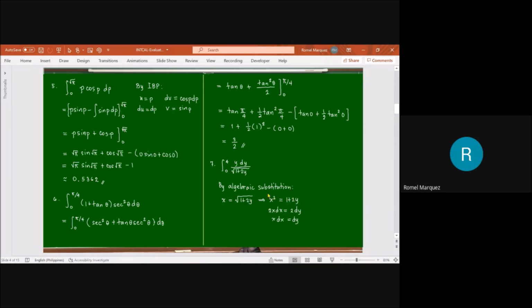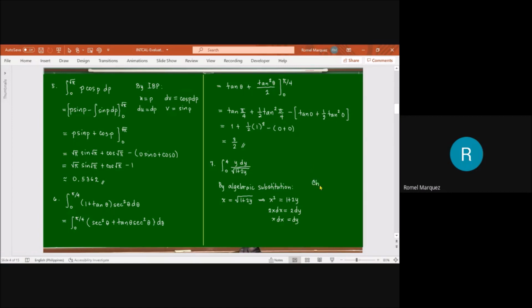Then, instead of later going back to the original variable, we can evaluate this integral even if your variable is in x, but you have to change the limits because this 0 and 4 are for values of y. So if you are not going to go back to the original variable after evaluation of the indefinite integral, you have to change the limits so that your values will correspond to the variable x. Okay, guys? So let us have change of limits.